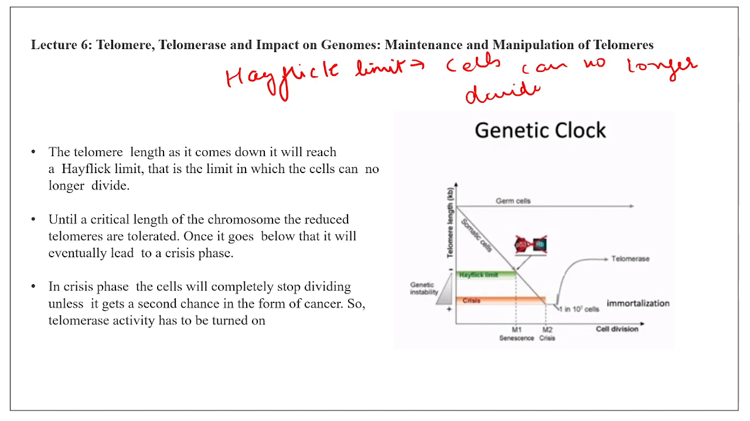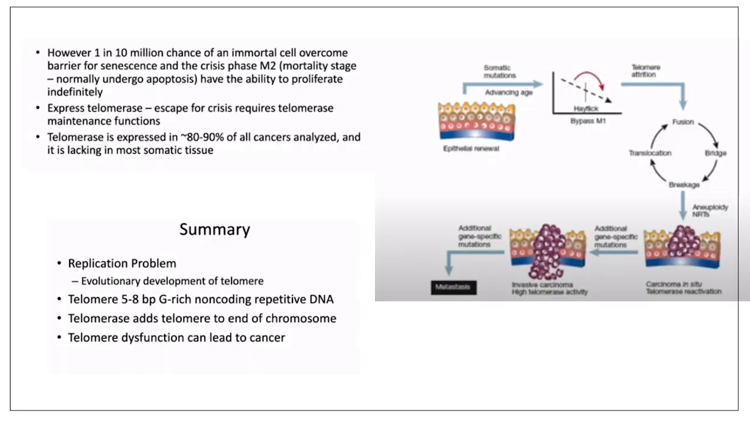So the telomerase activity has to be turned on. What happens in the crisis phase if, because of some kind of external factor, the telomerase activity is turned on? Then at that point, the cell becomes immortalized. The cells become immortalized means that now it will again indefinitely keep on dividing because telomerase will keep on adding the telomere repeats. Okay. So summary, replication problem. Therefore, there are telomeres and telomerase, and telomere dysfunction can lead to cancer.